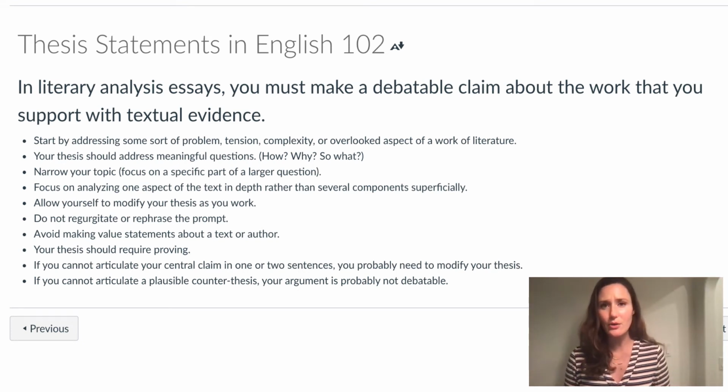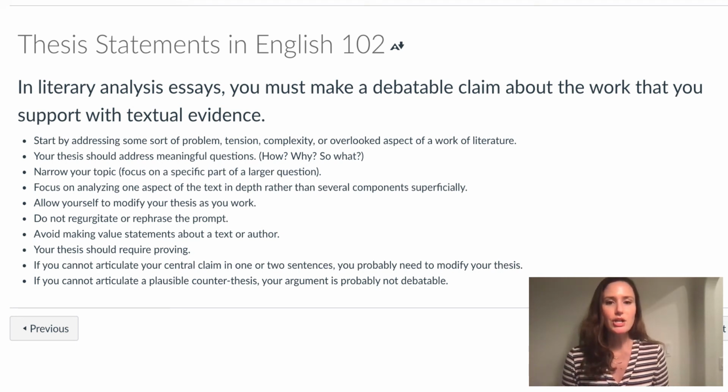There's no point in arguing something that everybody already agrees with, especially if you're writing about a text or if you're writing about an author that people have written about time and time again. So try to carve out your own niche. Try to focus on something that other people haven't focused on when possible.